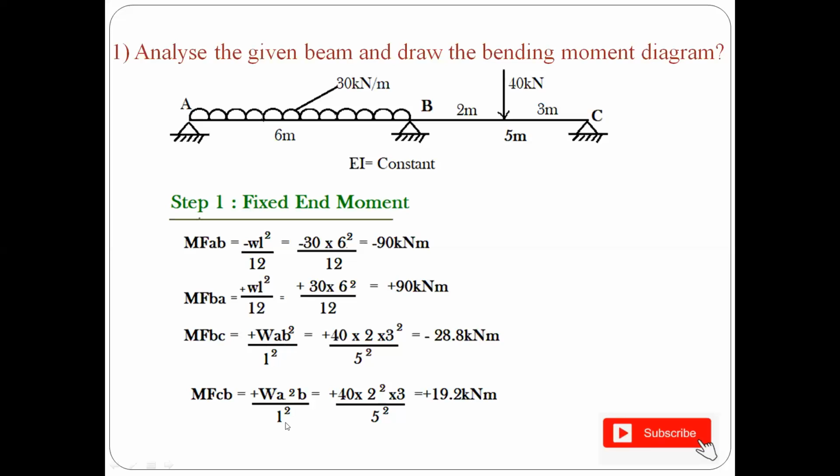Now here is the next thing. A is nothing but the left side of the beam and B is nothing but the right side of the point load. So when you consider the span BC, the left-hand side of the load is 2. So that is taken as A, and the right-hand side of the load is 3, which is taken as B. So the load is 40 into 2 into 3 square divided by the total length 5 meter, 5 square. And for the second one, WA square B by L square, you again get 19.2. So here also you are getting the two values.